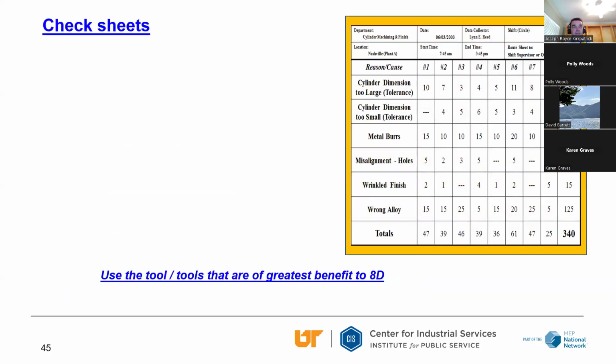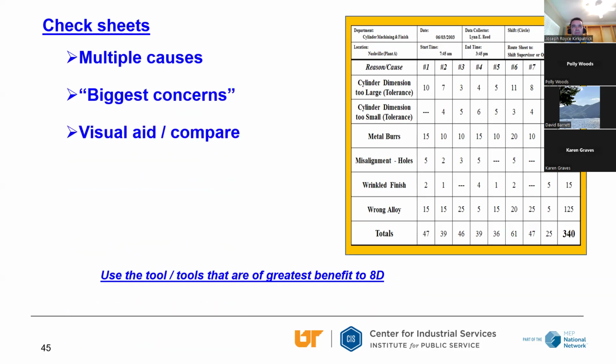Others are check sheets. Just data that we've collected could help us identify what the biggest issues are. So looking at our graph here, we've got a cylinder machining and finishing operation, and we've got 8 hours. These are hours 1, 2, 3, 4, 5, through 8, and these are the number of defects per hour. Which area might we want to focus on, or what is our biggest problem in this case that we might want to focus on? Anybody want to analyze that and see what they think?